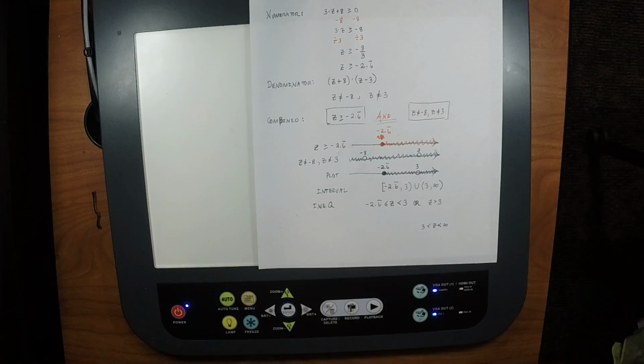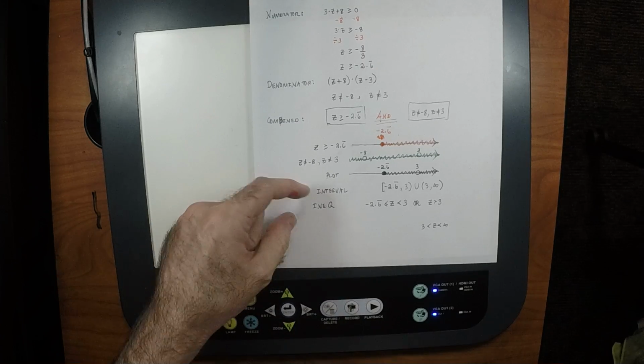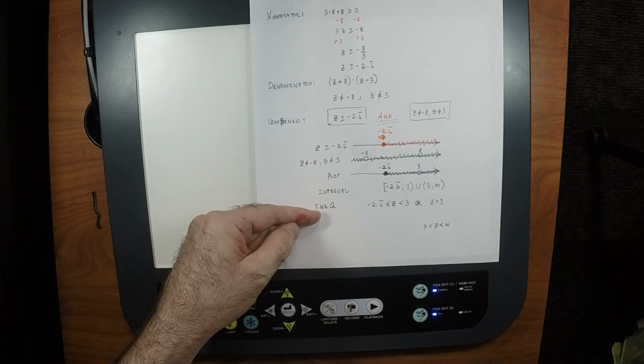Other questions? On the web, like the quiz that we have, will it specify whether they want us to write it in interval or inequality? It'll say all three. It'll say give it like this, like this, like this.